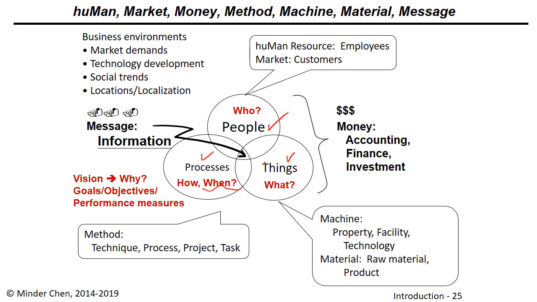And so the people's part is human resource. That's one of the M's. And people can be the market, which is our customer. The things that we need to pay attention to could be raw material, product, or the machinery that may be needed in producing the final products. The process is very important. It's more abstract, but it could be project, could be business process, business function, activity, task, and even more abstract, it's about the work method or technique which will be used in this process to get things done.